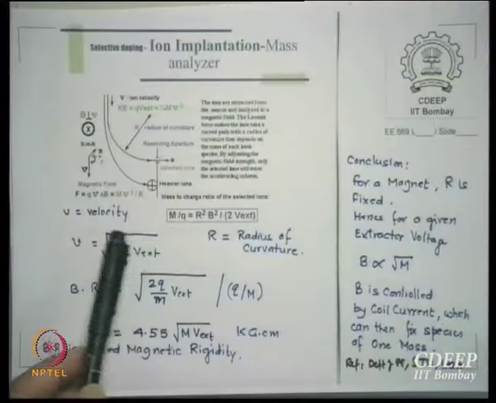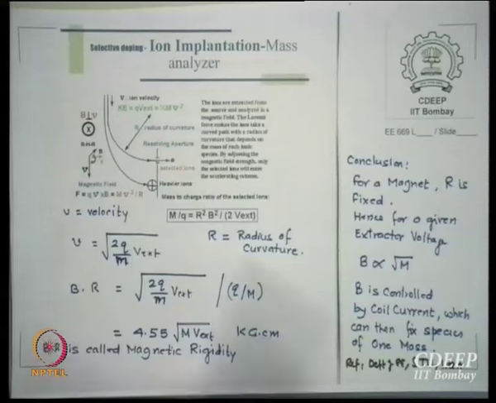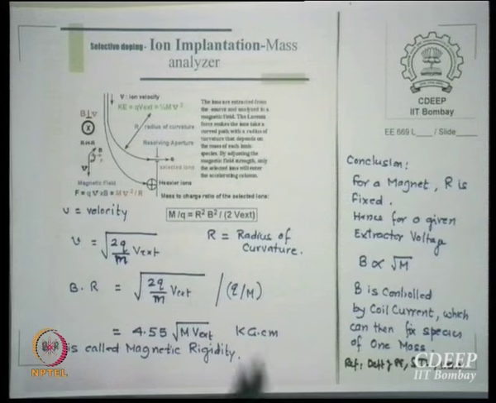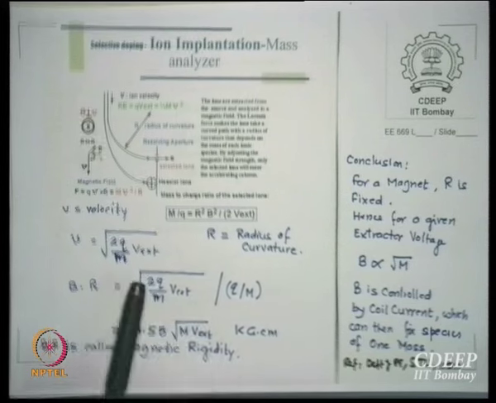How many lines per square inch? 6.4 magnetic force lines per square inch is the density, which is equal to 1 Gauss. So if I calculate B into R, where R is the radius of curvature through which they are bending, mv squared by R, so B into R is 2qV extractor by m divided by q, the q will cancel.